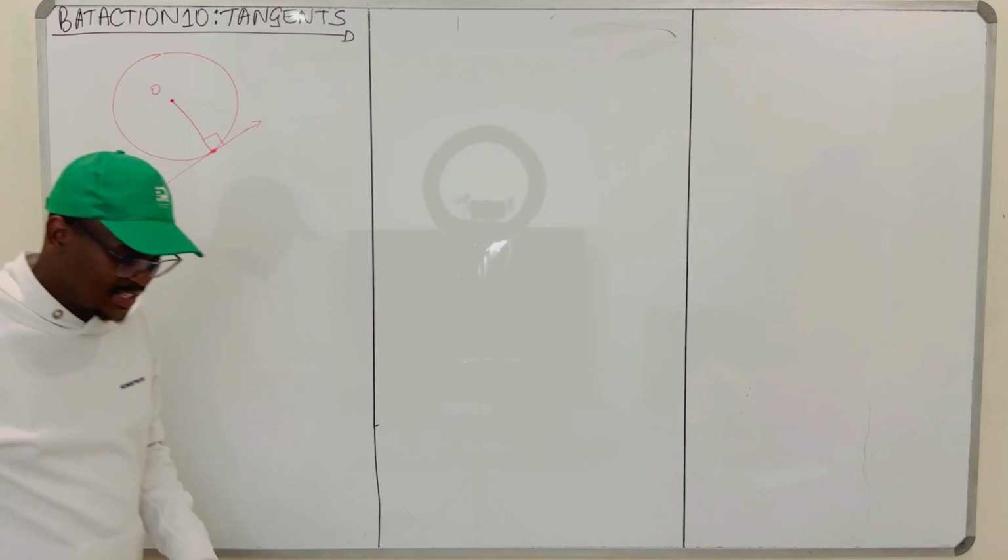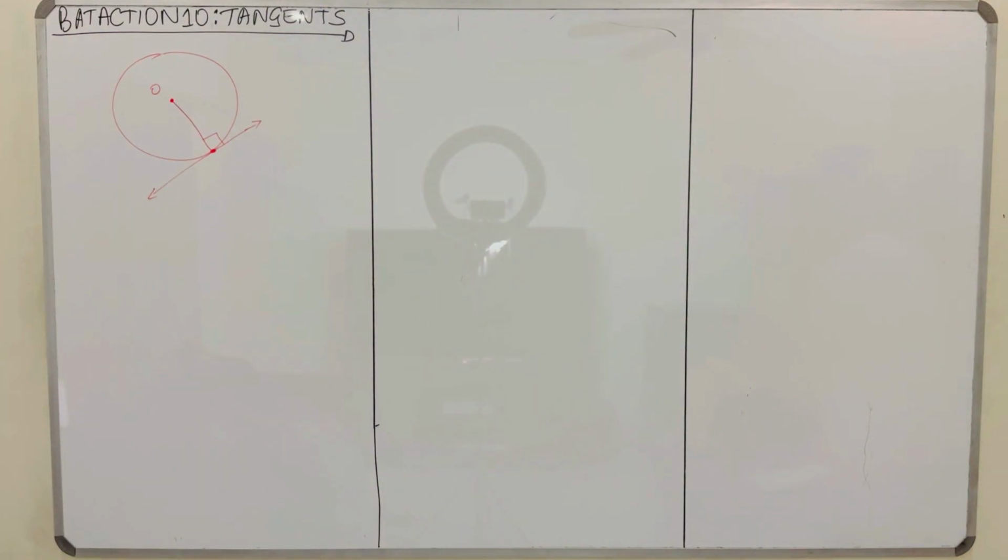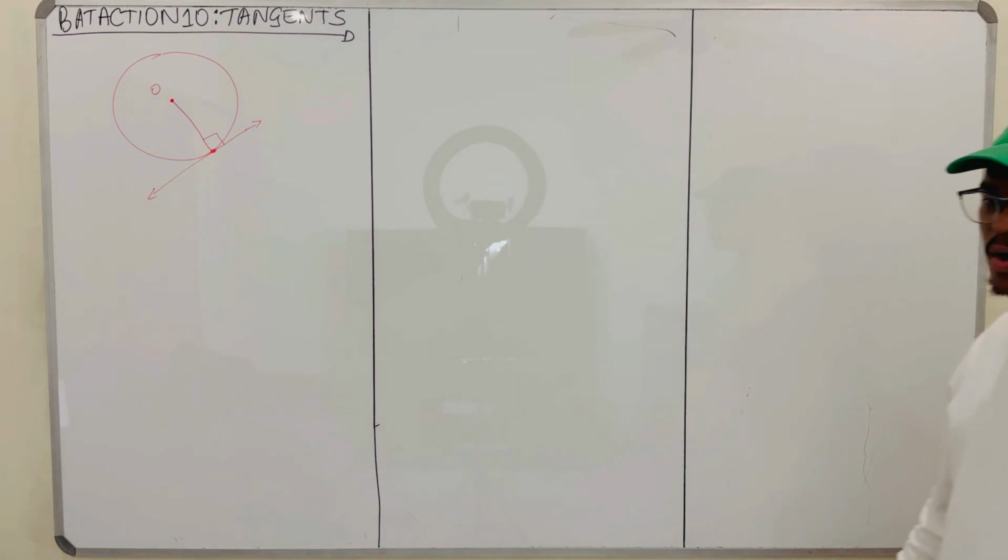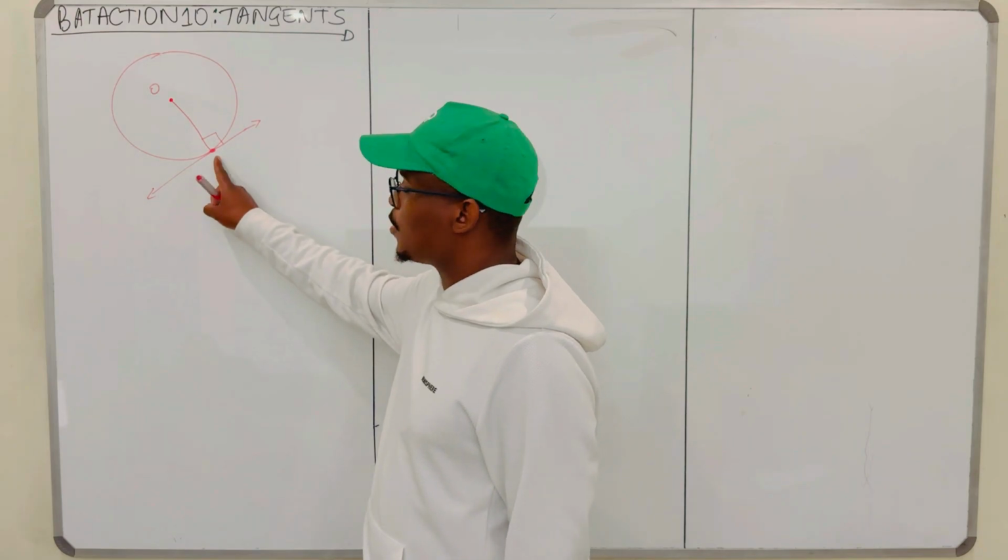I'm not sure if that makes sense. Does it make sense? Yes. So it's one of the theorems that we will prove in this class, that a radius is perpendicular to what? To a tangent at the point of contact.